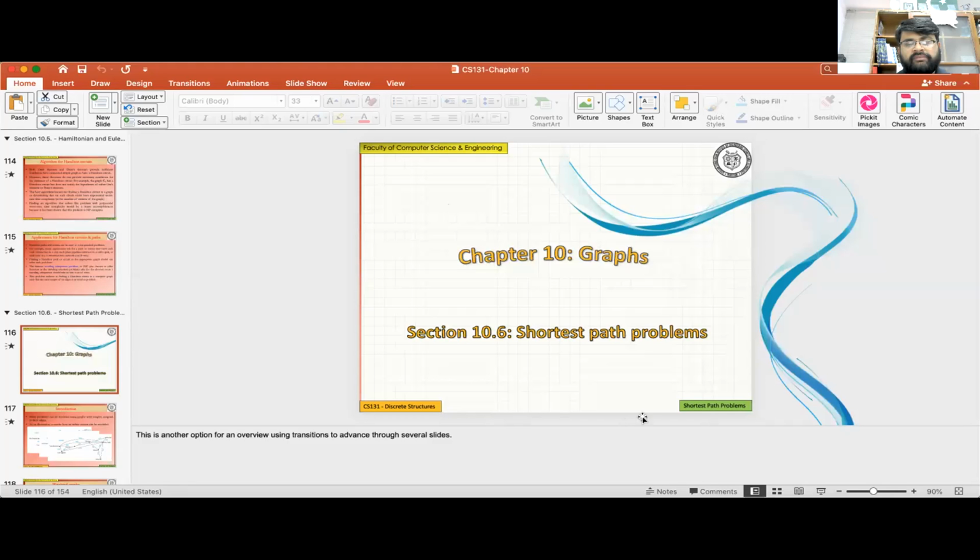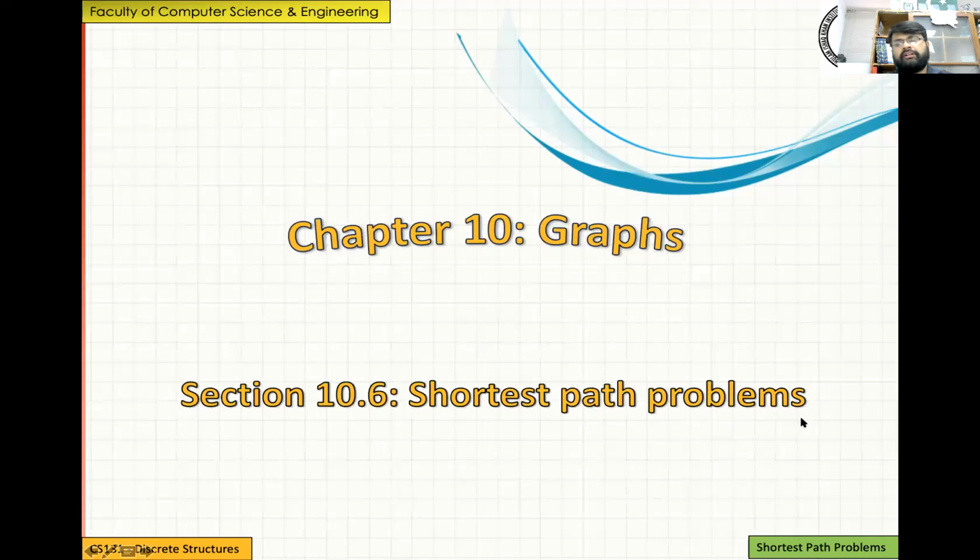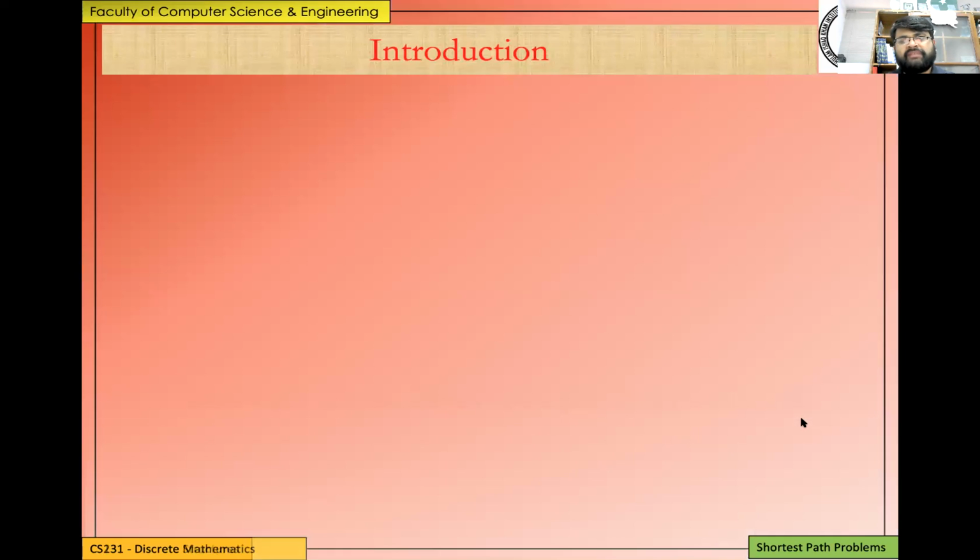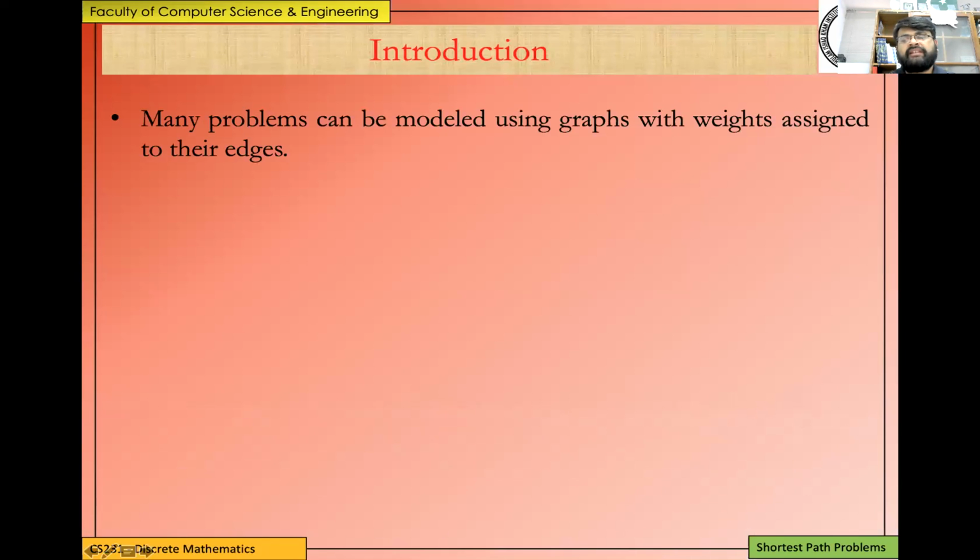So let's share the screen and see the shortest path problems for this particular lecture. I'm going to go into full screen mode. Okay, so what are the shortest path problems? Many problems can be modeled using graphs with weights assigned to their edges. Once you assign weights to the edges, we get weighted graphs.